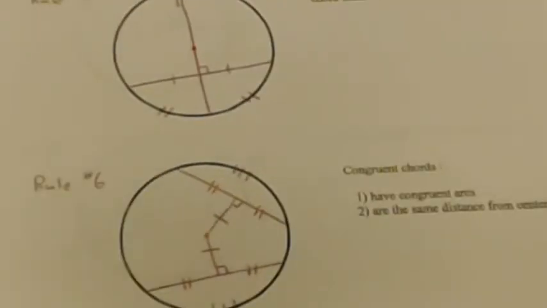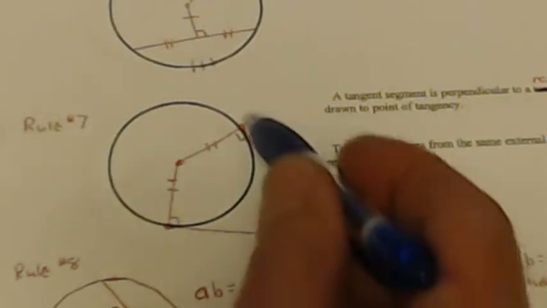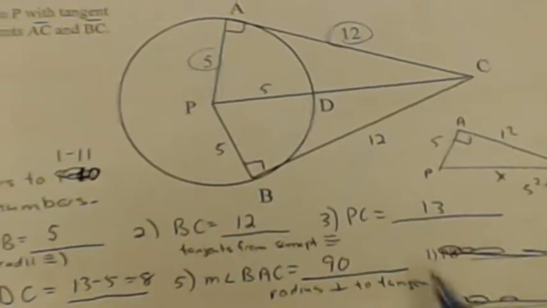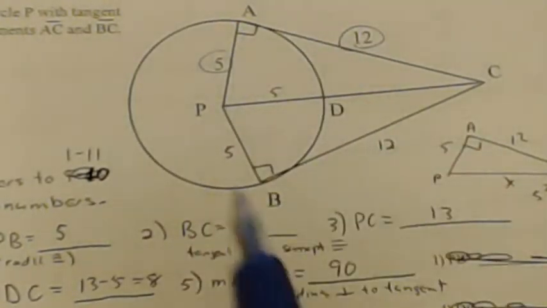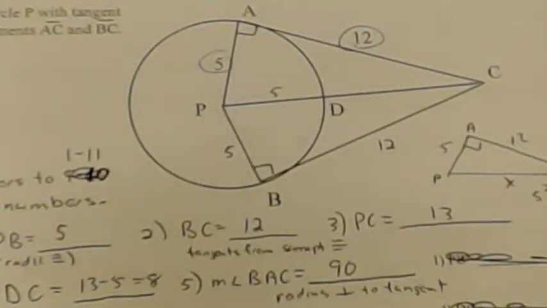Let's see, by rule number 7 here, it says the tangents form right angles with the radius. Okay, so that gives us the 90-degree angle there and there. That sets up the Pythagorean theorem.